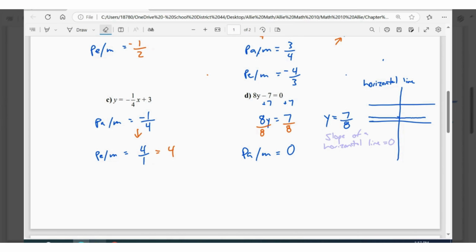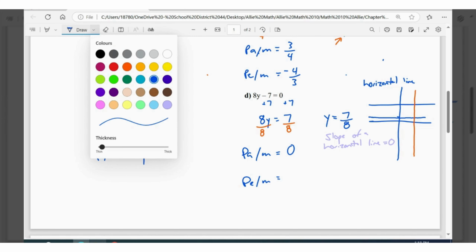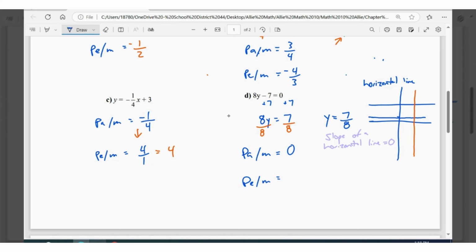And then what about perpendicular? What would a perpendicular line look like? Well, if this is a horizontal line, a perpendicular line would look like a vertical line. And what is the slope of a vertical line? As you recall, it's undefined. So that's a tricky one, but certainly one worth knowing, and one that shows a kind of sophisticated understanding. So pay attention to those ones.